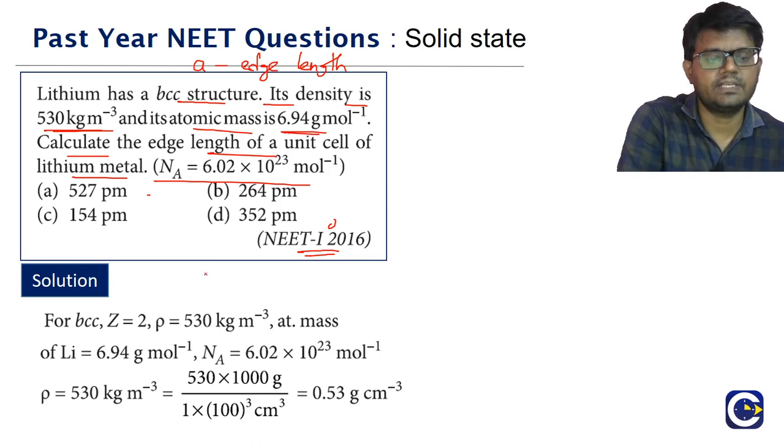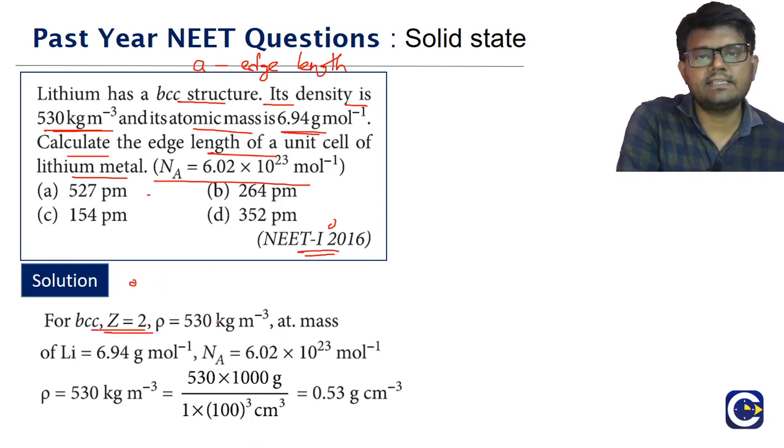What is the given information? It is forming BCC, which means the number of atoms per unit cell, Z, is equal to 2. And the density is given as 530 kg per meter cube.